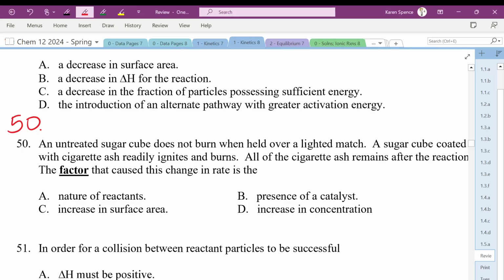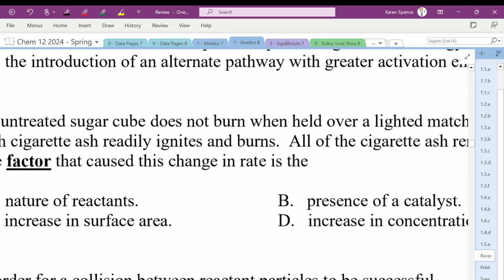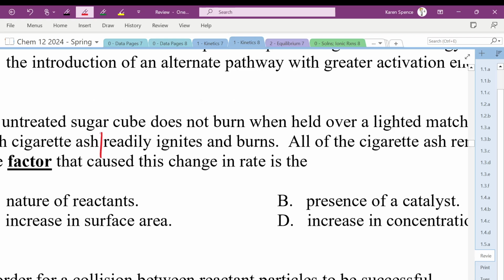All right, so for number 50, we have an untreated sugar cube, and it does not burn when held over a lighted match. But if we take a sugar cube and coat it with some cigarette ash, it readily ignites and burns. First of all, I'd like to define the word readily, because sometimes people read that and they're like, I don't know what that means. Okay, so the word readily means easily.